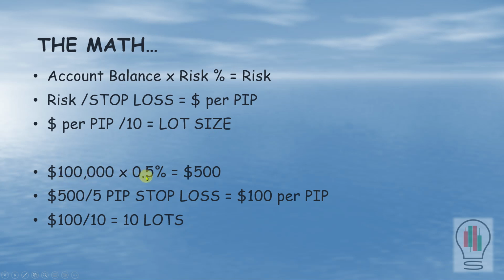$100,000 times 0.5% equals $500. $500 divided by a 5 pip stop loss equals $100 per pip. 100 divided by 10 equals 10 lots, which is $100 a pip.